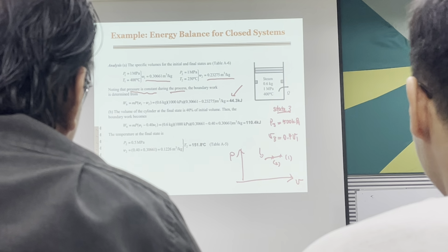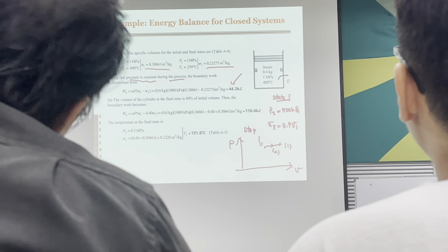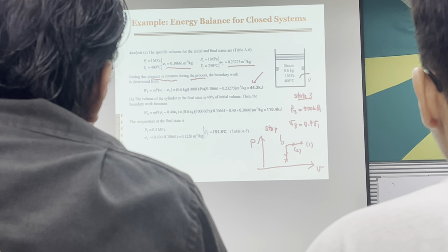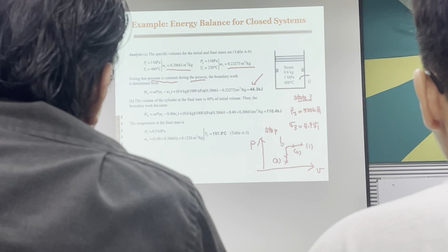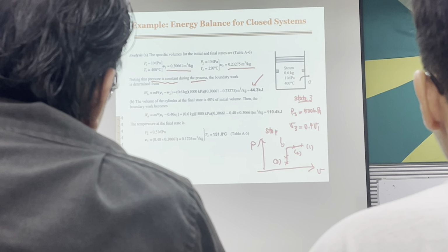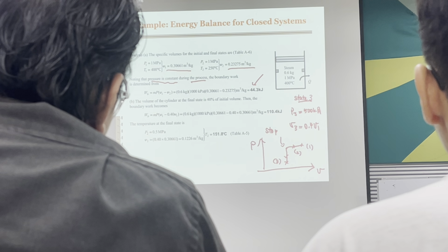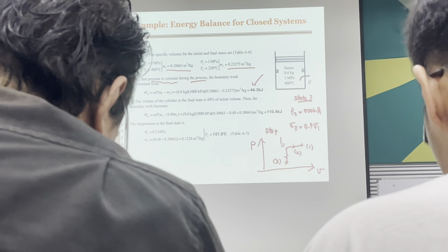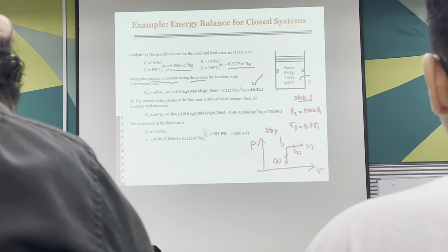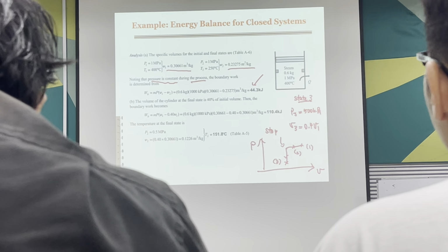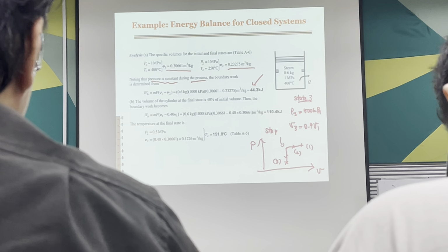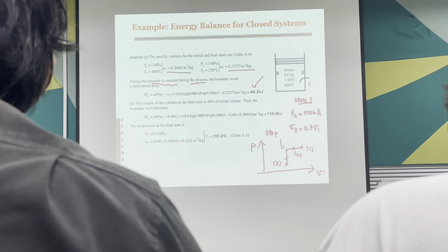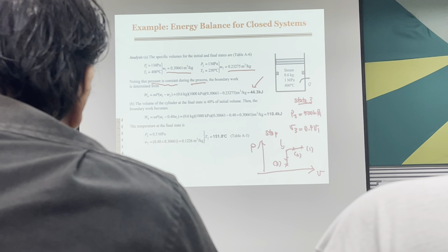When it reaches the stop, the process will become like this. Then it goes to state 3. Does this make sense to you? So it will move isobarically. The piston will move isobarically. That's why it is a horizontal line. It will move isobarically until it reaches the stop.